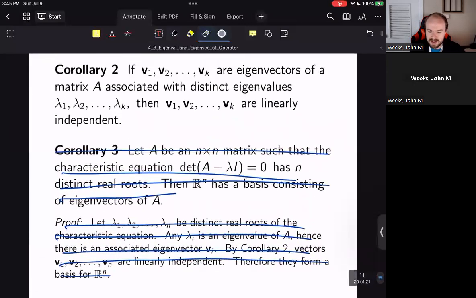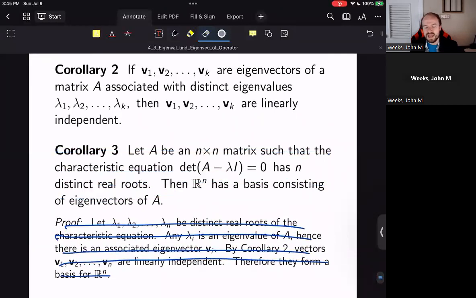let's go ahead and take a look at this one down here. Let's take a look at corollary 3 for just a second. If you are in a finite dimensional vector space looking at an n by n matrix, and you figure out that you have n distinct real roots for that, that means you have n distinct eigenvalues. Each space has its own eigenvector. Well, how many eigenvectors are there? There are n of them, and they are all linearly independent, thanks to our previous theorem. Well, if they're all linearly independent, that's a maximal linearly independent set because you have an n-dimensional space. Hence, that thing is a basis. So Rn has a basis consisting of those eigenvectors that you just found.